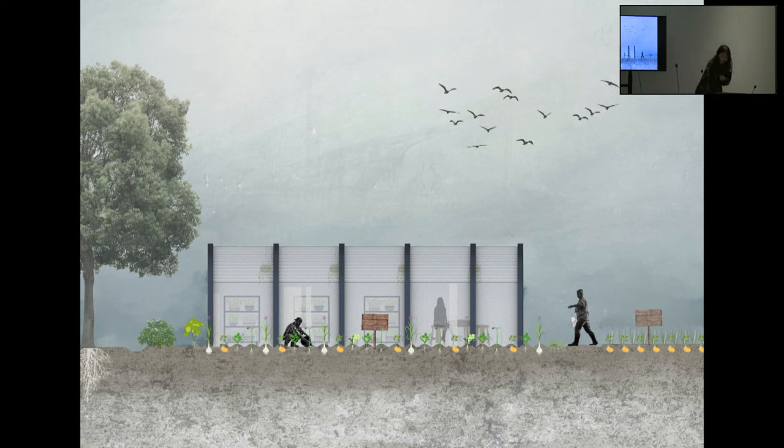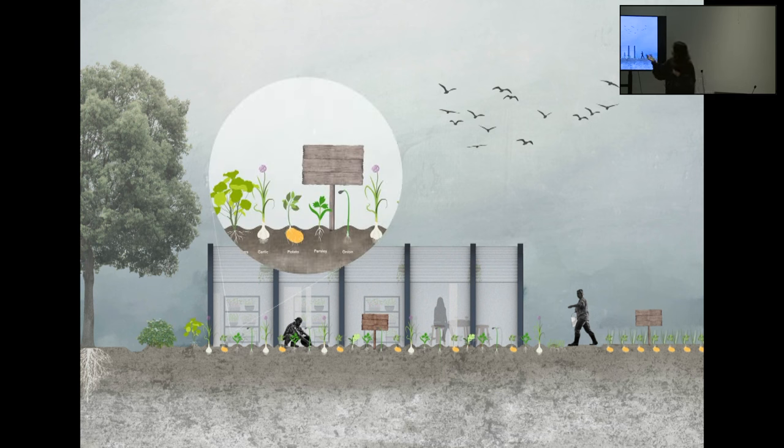And next, the nasturtiums attract beneficial insects for the potatoes, and the garlic and horseradish repel pests. And the basil and onion do not compete with the potatoes. And the wood board here illustrates the kind of potatoes grown here and what kind of dishes could be made from this field.